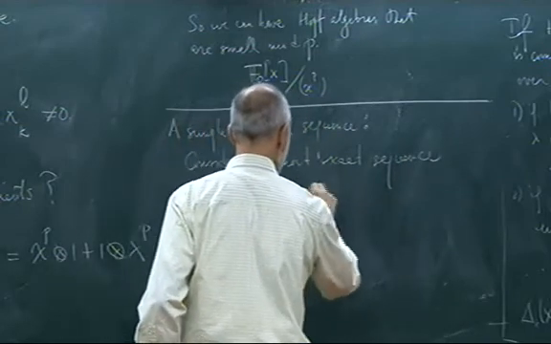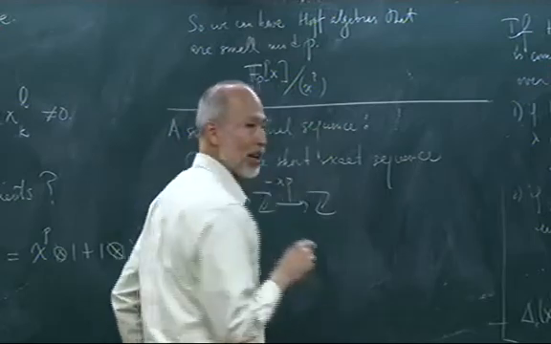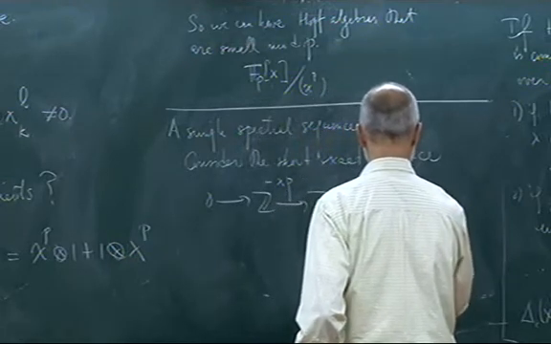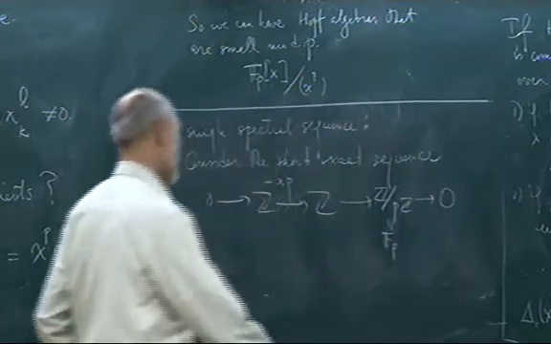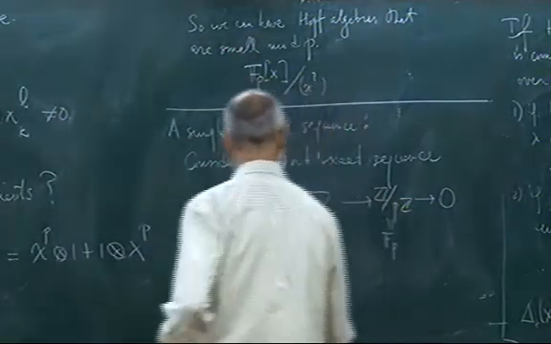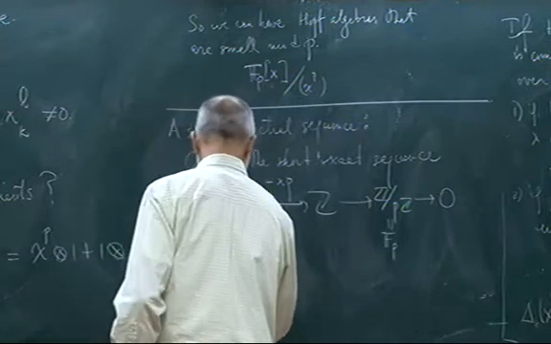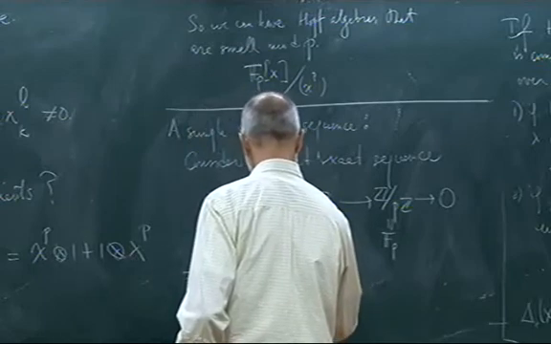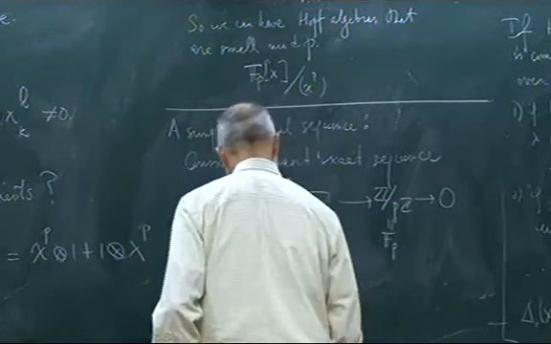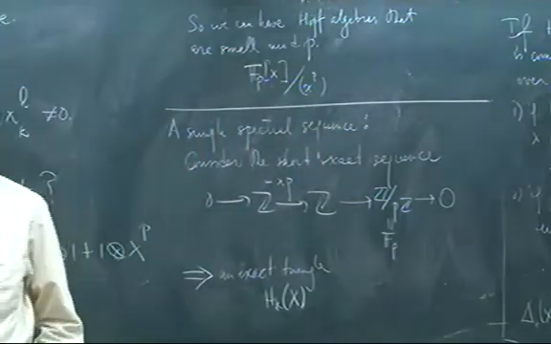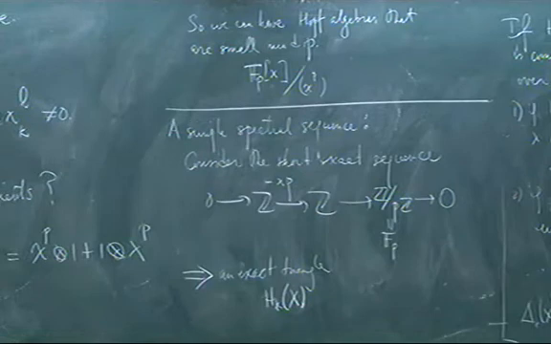Zero goes to the integers by multiplication by p, where p is a prime, and the quotient here, which I'll denote by the field of p elements, is, so this is a very well-known short exact sequence, and this leads to an exact triangle where here, let me denote, without anything, H star of X to mean the integral homology.